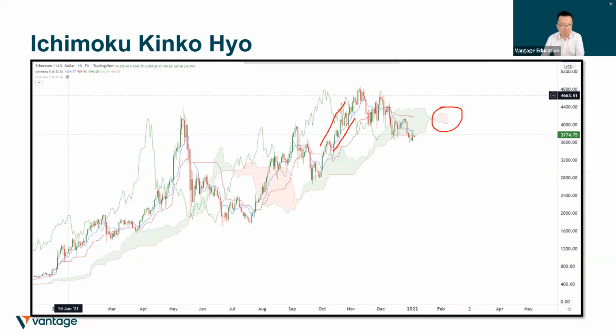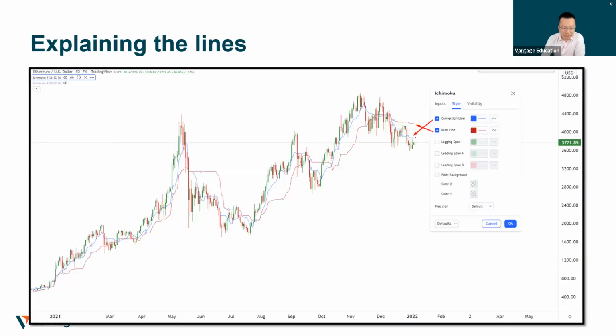Okay, so those are the main components: the cloud, and the lines of the Ichimoku. How do we come to the lines, or how do we form those lines and the clouds?